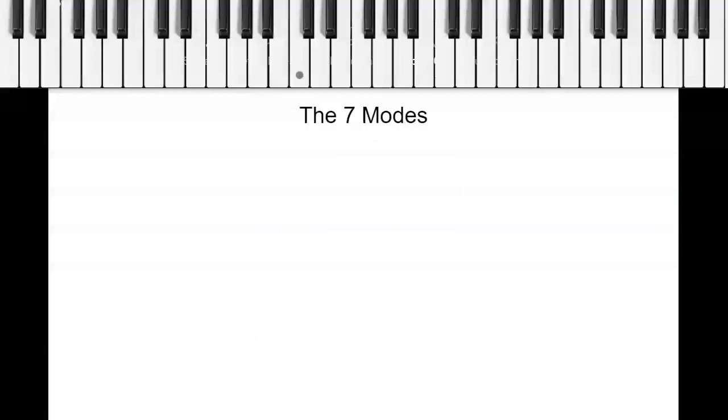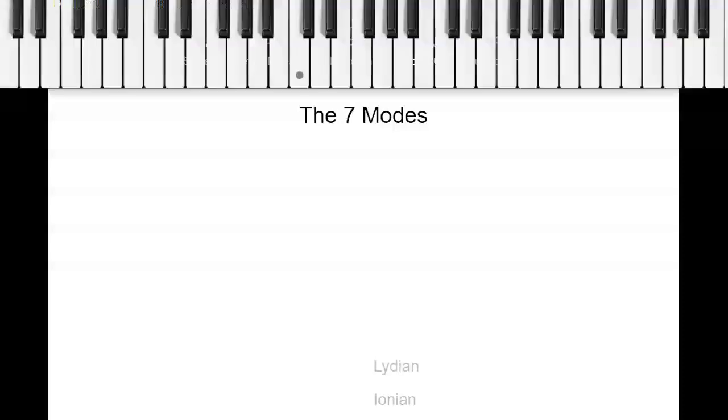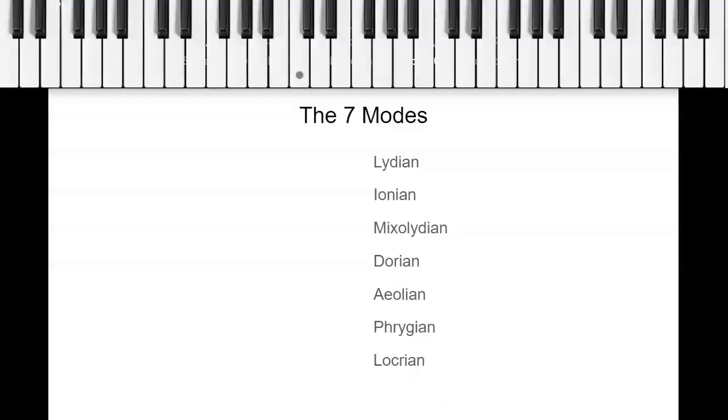There are 7 different modes in music: Lydian, Ionian, Mixolydian, Dorian, Aeolian, Phrygian, and Locrian. And we could create any one of these 7 modes using the 7 notes allowed by any given key signature. Let's use a key signature of no sharps and no flats to demonstrate this.